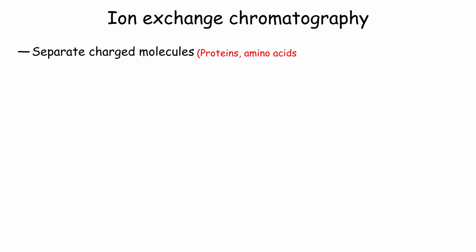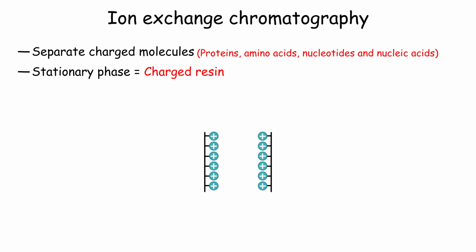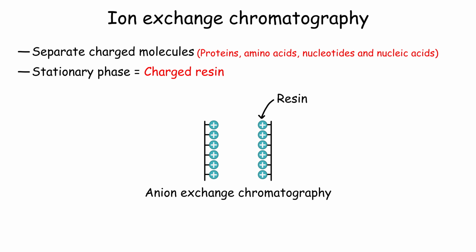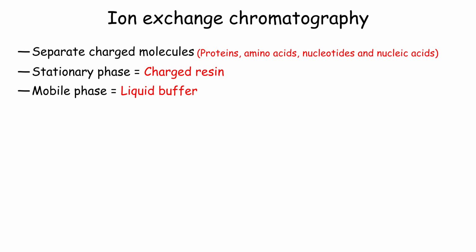Ion exchange chromatography is used to separate charged molecules like proteins, amino acids, nucleotides, and nucleic acids. The stationary phase is a solid charged resin packed inside the column. This resin can be positively charged, which makes this anion exchange chromatography, and it can be negatively charged, which makes it a cation exchange chromatography. Meanwhile, the mobile phase is a liquid buffer that carries the sample through the column.